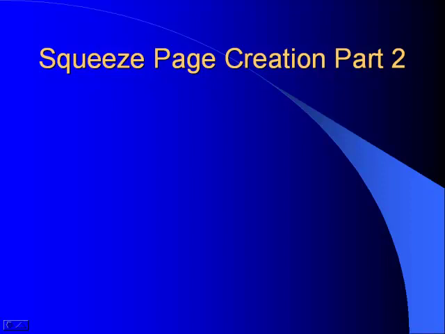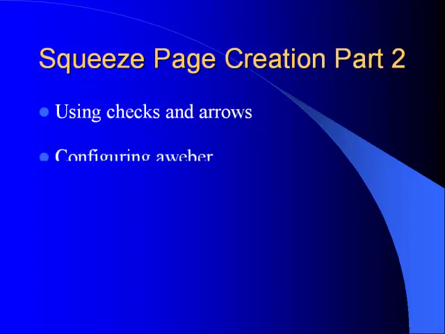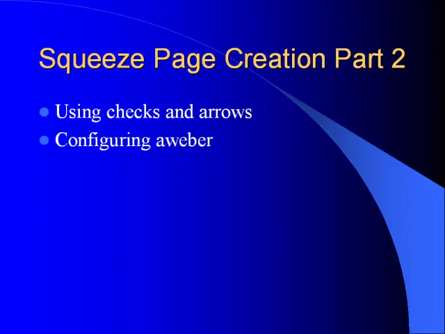Okay, so let's move on to Squeeze Page Creation Part 2. I want to show you how to use checks and arrows to exemplify your benefits and features in your page. Also, how to configure your Aweber form.